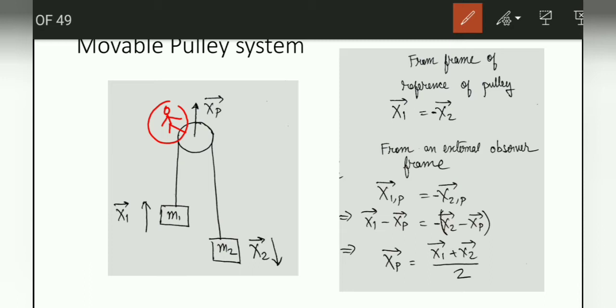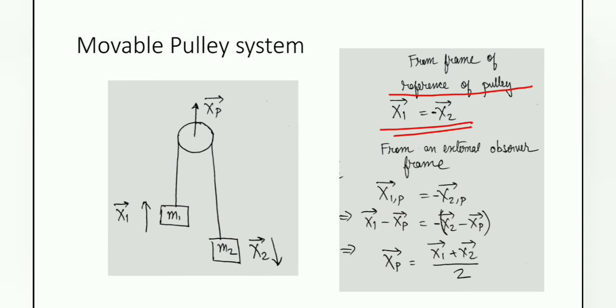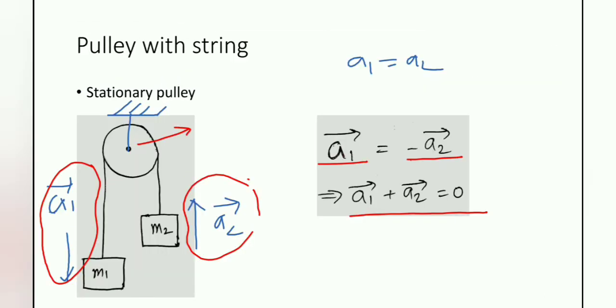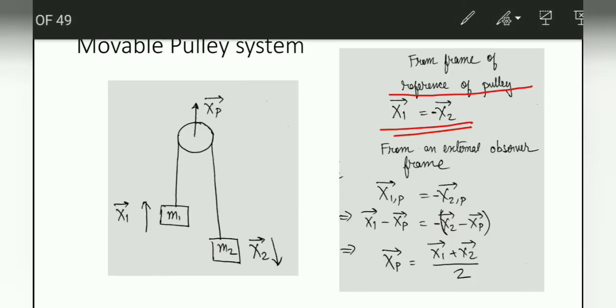Then you will see this mass m1 is moving. If the mass m1 is moving up for a distance x, this mass m2 will also move with the same distance x downwards to keep the string tight. So from the frame of reference of the pulley, exactly what we have discussed, a1 vector is equal to minus a2 vector. Similarly, I have talked about displacement here, so x1 vector is equal to minus x2 vector.